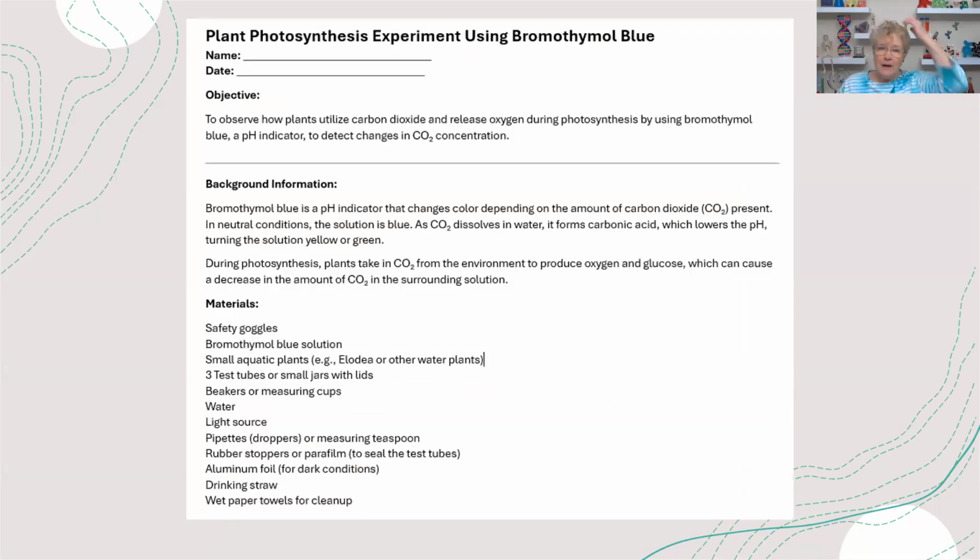Okay, so the next thing we do is make sure we have all our materials. I sent this out, hopefully everybody has it. We've got the goggles, the bromothymol blue, the small water plant, 3 test tubes or jars, the beaker or measuring cup, water, a light source, measuring spoon or droppers, something to seal up your test tubes. I have little lids for my test tubes, so that's what I need. Aluminum foil, a drinking straw, and wet paper towels in case you get it on you.